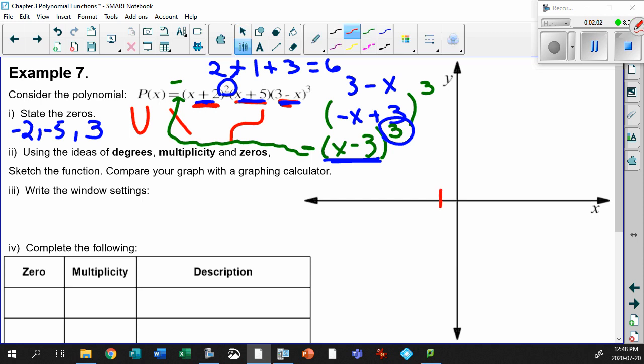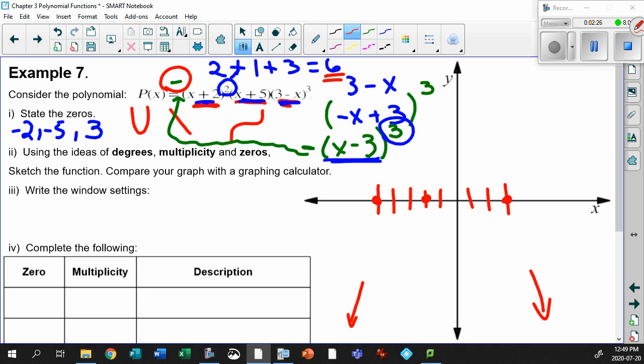Minus 5. 1, 2, 3, 4, 5. So I've got an intercept there. I've got a minus 2, an intercept here. And I've got a 1, 2, 3. I've got an intercept there. Think about this. This is negative. Also, being that this is, oh, look at that, it's an even multiplicity. That means negative means down.